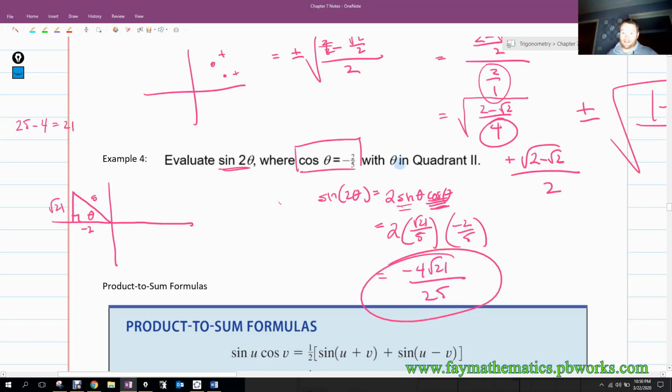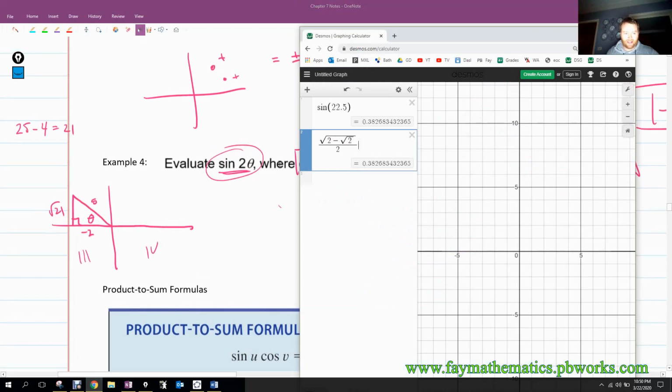And just think, if theta was in quadrant 2, 2 theta has got to be in either quadrant 3 or 4. And in the third and fourth quadrants, isn't the sine value negative? Now we can check this. It's a little bit of a messy check.